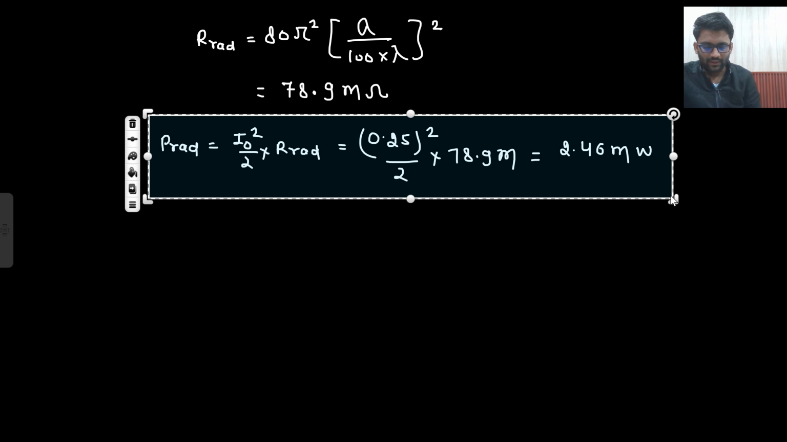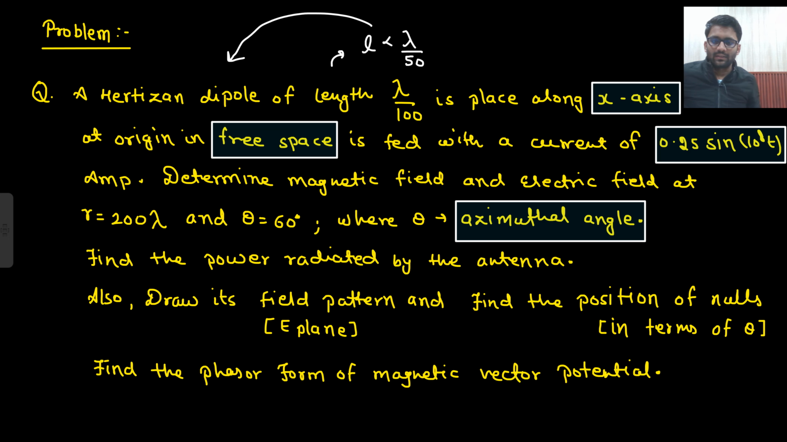Let me do the calculation again. 80 into pi whole square divided by 100 divided by 100 into 1 by 16 by 2. 2.46 milliwatt. This is your P radiated. So power radiated you have found out. What else are they asking? Draw its field pattern and find the position of nulls.